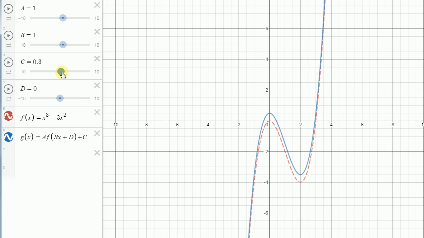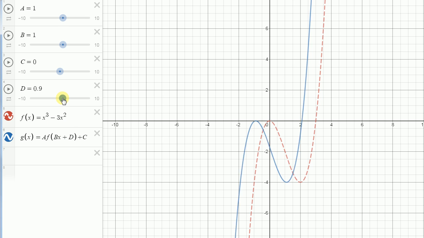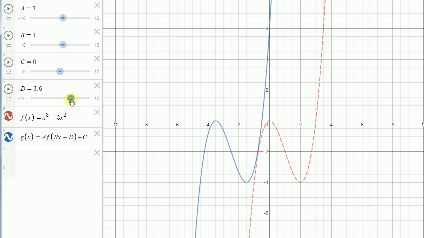Let's put it back. Next one we're going to consider is the value on the D, the bit that affects the X values, therefore it changes the domain. If I increase D by 1, 2, 3, 4, 5, let's go for 4.